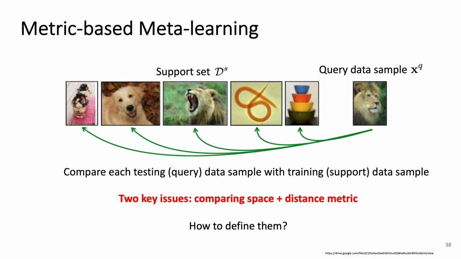Since the metric-based meta-learning usually uses the nearest neighbor to compare them, it may be a lazy learner. So sometimes they also call it non-parametric meta-learning.